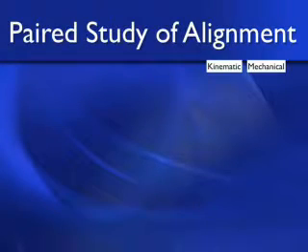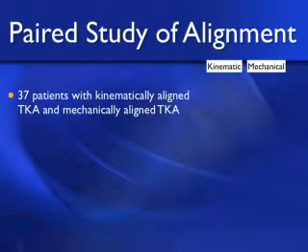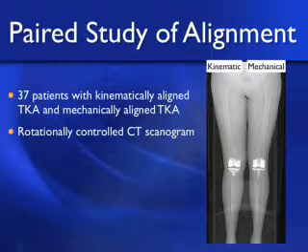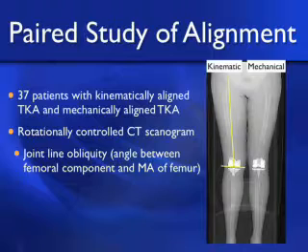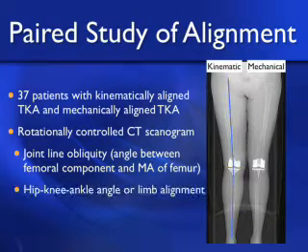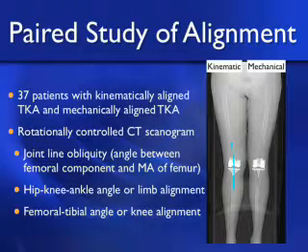I'd like to share with you some early results from an ongoing study where we looked at the paired alignment of 37 patients that had a kinematically aligned total knee arthroplasty in one knee and a mechanically aligned total knee arthroplasty in the other knee. These patients received a rotationally controlled CT scanogram in which we were able to place the flange of the femoral component between the two femoral condyles to control rotation. We measured the joint line obliquity, or the angle between the femoral component and the mechanical axis of the femur, in both knees. We measured the hip-knee-ankle angle, or limb alignment, in both knees. And we measured the femoral tibial angle, or knee alignment, in both knees, which is the projection that one might see with a short standing radiograph of the knees.